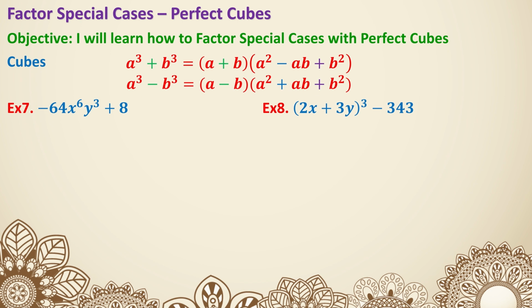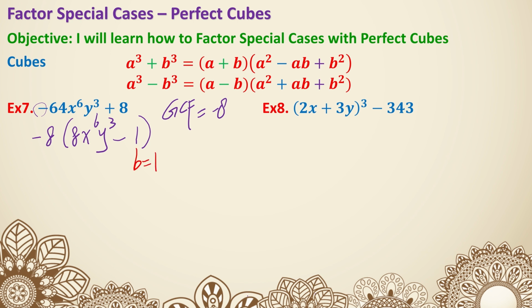Example 7 and example 8. Things are getting more complicated. Example 7. Let's first take out a GCF, which is a negative 8. We're left with an 8x to the 6th power y to the 3rd power minus 1. So b is very easy to identify. B is just going to be a 1. Our a is a bit more complicated.